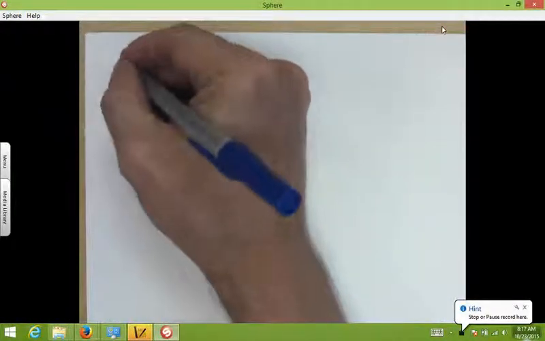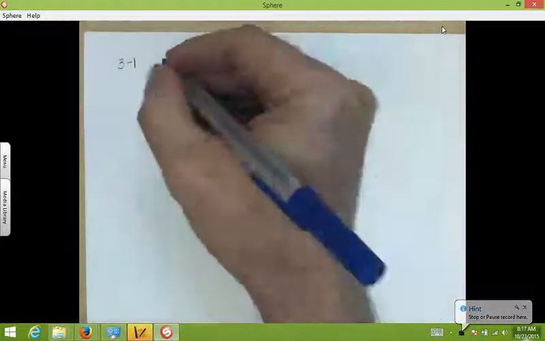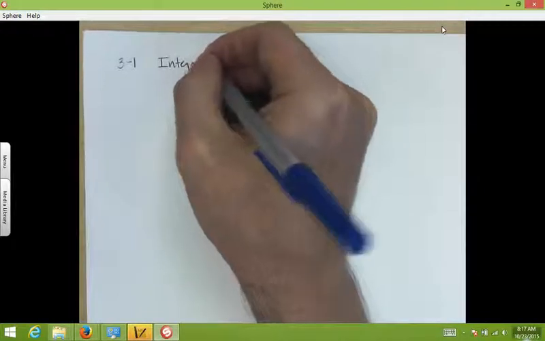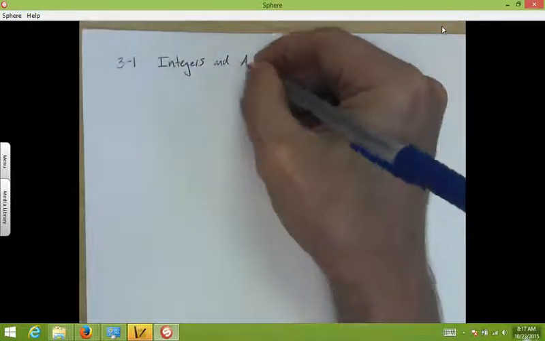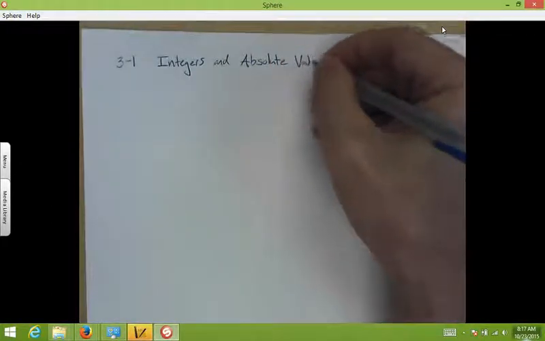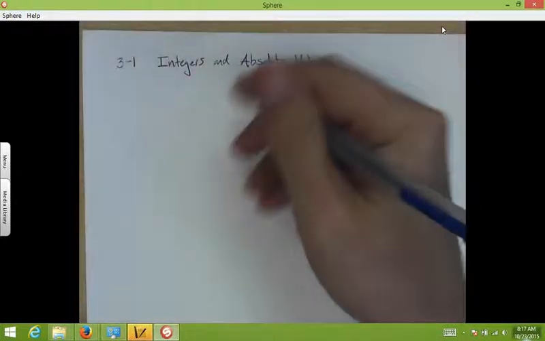Alright, so today what we're doing is the first lesson in chapter 3. This is on integers and absolute value. Okay, first of all, integer.